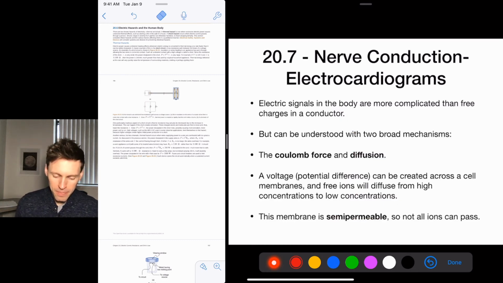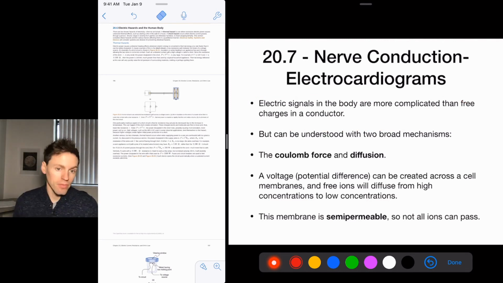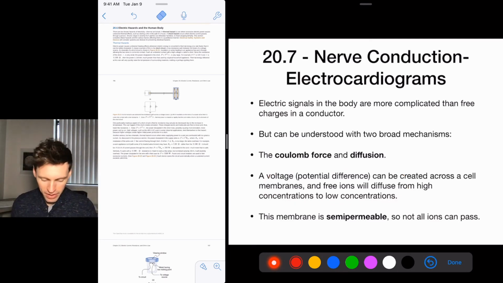So the signals in your body are more complicated than just an electron moving around, but you can understand it with two mechanisms that we already know about: Coulomb force, which is the force between charges, and then diffusion, which is the movement of salt ions from one spot to another. It'll want to flow from the high concentration to the low concentration. So you can create a potential difference across a cell membrane, and then the free ions will want to move from the high concentration to low concentrations.